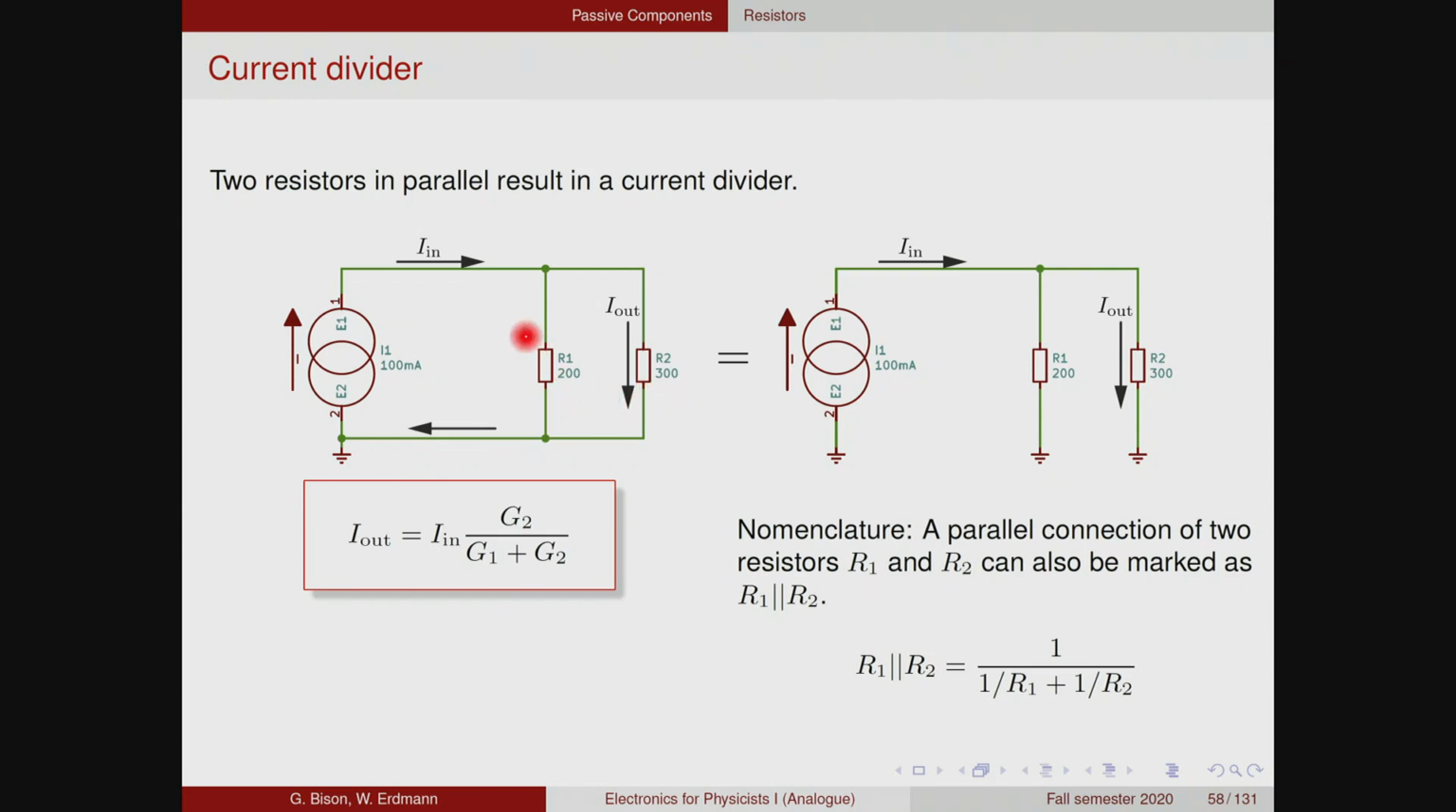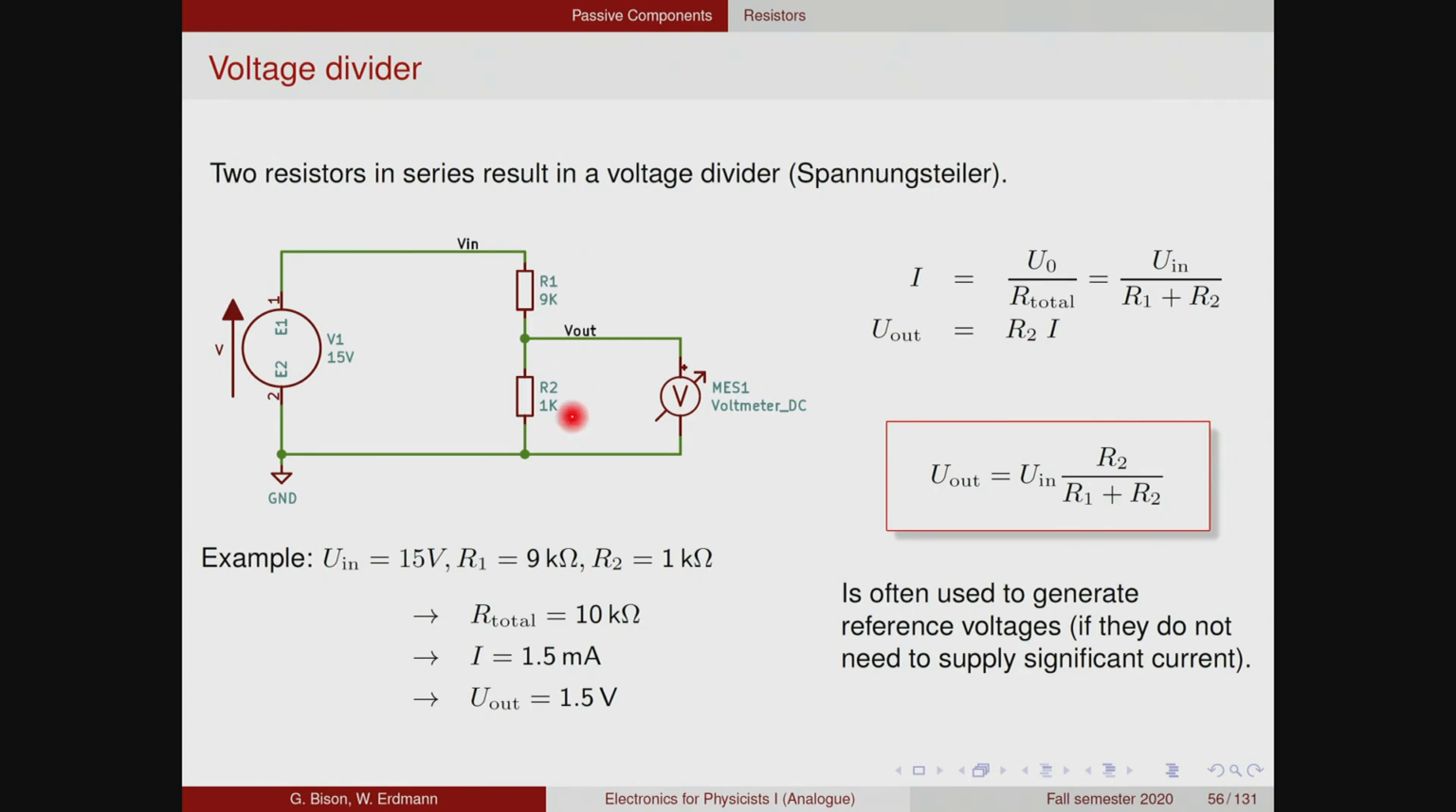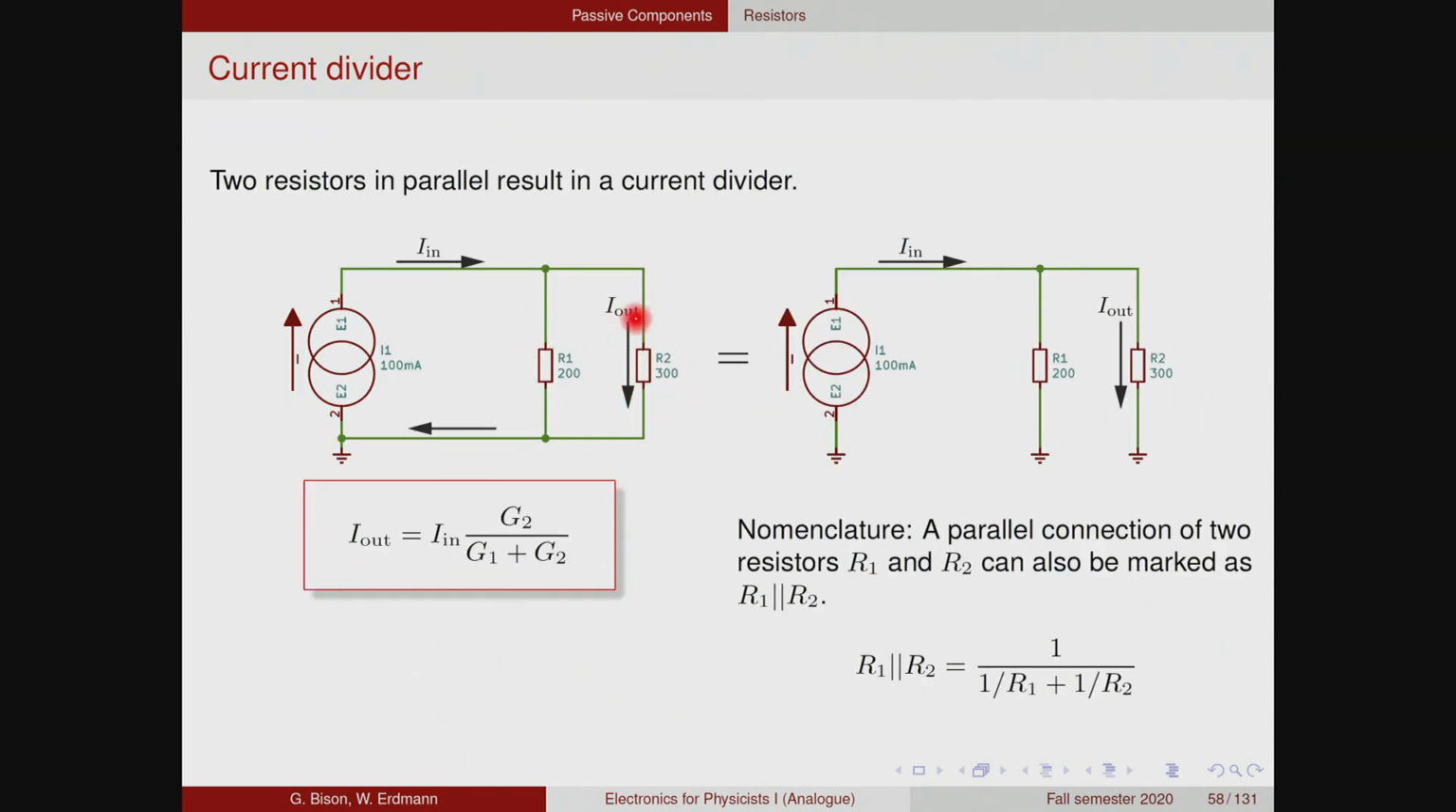What we see here is that the current divides between these two resistors according to the resistance values. And we find the exact same formula as we had with the voltage divider if we replace resistances with conductances. So this is a nice symmetric way to think about current dividers. So again, if you compare this to the voltage divider, this is a serial connection of two resistors, and we deal with voltages and with resistors. This is a parallel connection of two resistors. We deal with current sources and conductances. So this is a kind of symmetry that always appears in many things, and it helps a bit to make sure that you get things right.